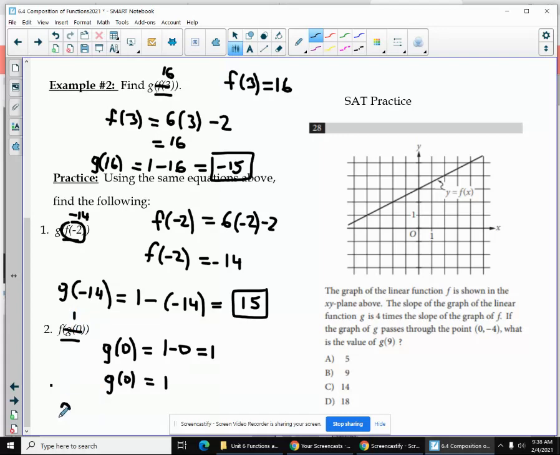Now my new function is f of 1. Okay, and f of 1, I will use the f function, which is 6x minus 2. So that will be 6 times 1 minus 2. If you simplify this, 6 times 1 is 6, 6 minus 2 is 4. So the final answer is equal to 4.